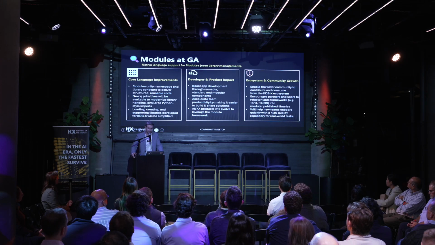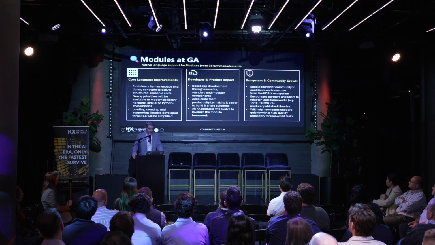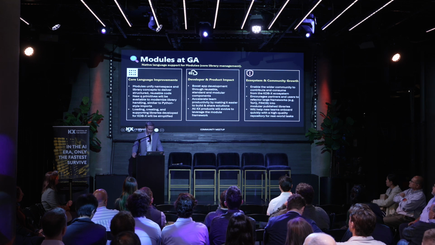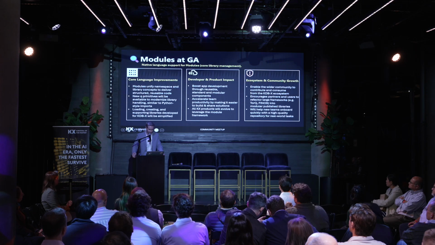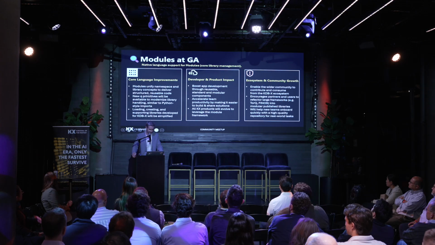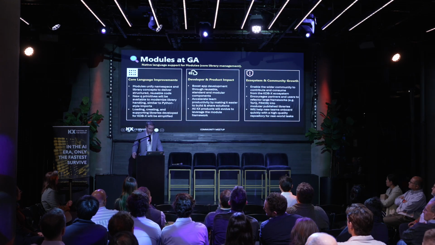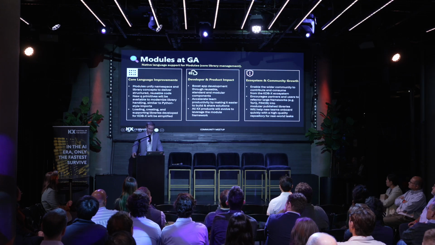So modules, what are they exactly? They are the key to our extensibility pillar within KDB-X, should I say. And what will they look like at GA? Well, at GA, they'll bring core language improvements. So they'll unify namespace and library concepts to deliver structured, reusable code. New Q primitives will be available to modernize library handling, similar to Python. Loading and creating and supporting libraries developed by KDB-X will be simplified.